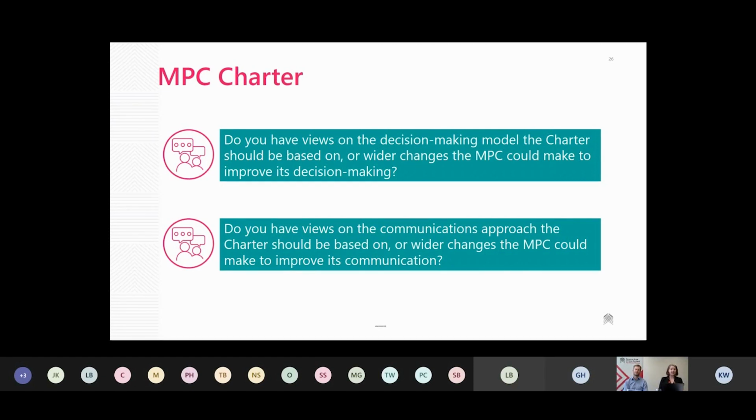Firstly, the process the MPC should go through when they're reaching a decision about whether to increase or decrease interest rates. For example, currently this is done by the committee debating and reaching a consensus on the decision. And the main alternative here is a system where each member votes instead. We're also seeking views about how the MPC communicate. For example, whether they tend to communicate with one voice as a collective or more individually. So the public's feedback on the Charter will help the committee and the Minister of Finance come to a decision about whether any changes to the Charter are needed.